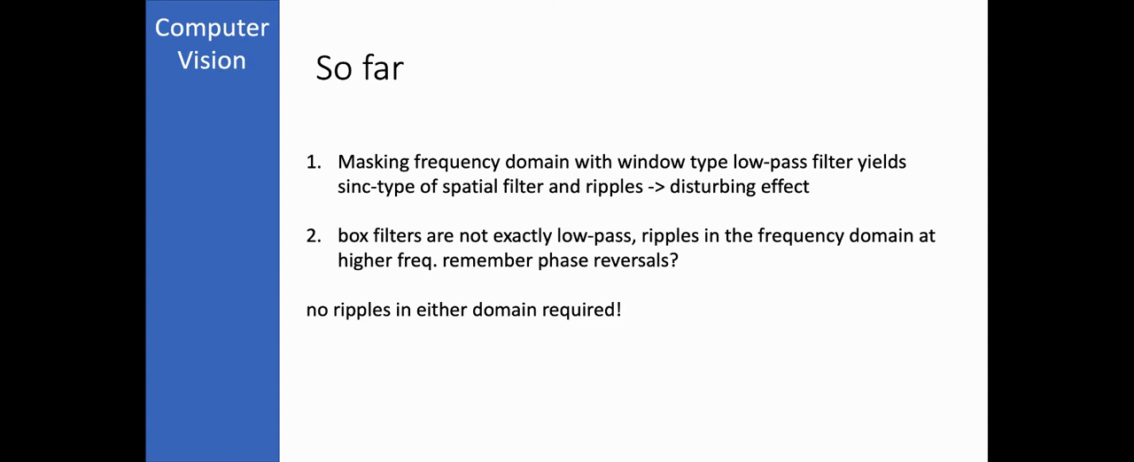We also tried using a box filter to convolve the image with, and we know that it was low pass, but it actually created ripples in the frequency domain at higher frequencies and led to phase reversals. So what we want is a filter that has no ripples in either of the domains. So we don't have these phase reversals and information content changes in the frequency domain, nor do we want to see ripples in the image. So what we want is something that doesn't have both.